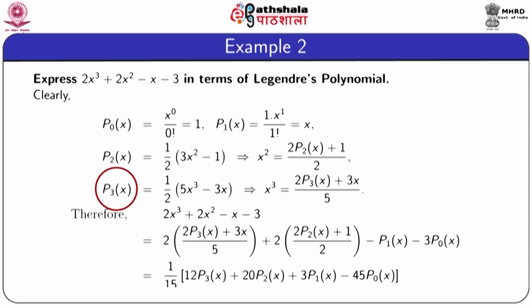Now, in the given polynomial, we substitute the values of x³, x², x, and the constant here, and if you simplify, you get 1/5 (12 P3(x) + 20 P2(x) + 3 P1(x) − 45 P0(x)). So, this is the solution of this particular problem.